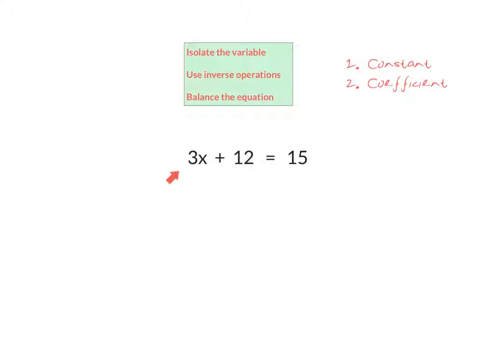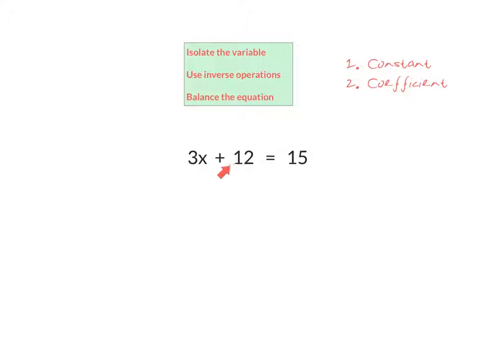In my first example, I have the equation 3x plus 12 equal 15. My goal is still to isolate my variable x on one side of the equation, but if you notice, I now have two terms on the side of the equation with the variable x. That means I need to do two operations in order to isolate x. So the order that I'm going to do them in is this. I'm going to take care of my constant first, that's step one, and then step two would be to take care of the coefficient. In this example, the constant is 12 and the coefficient is 3.